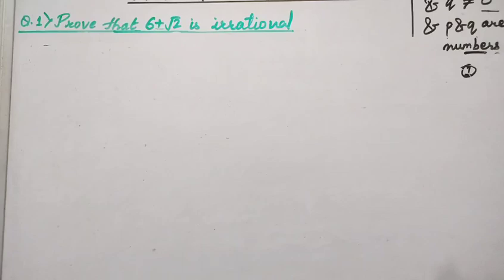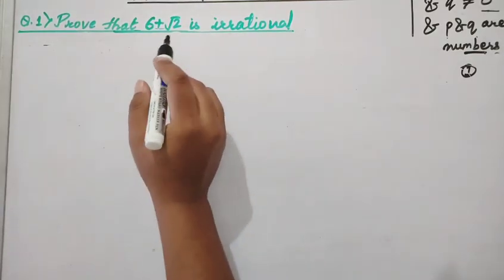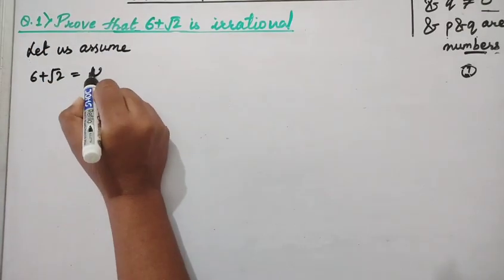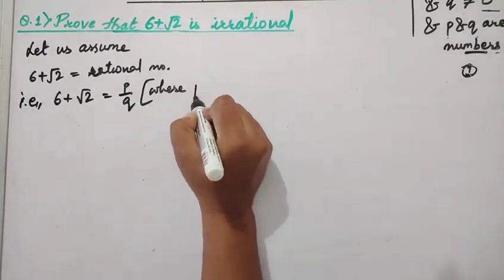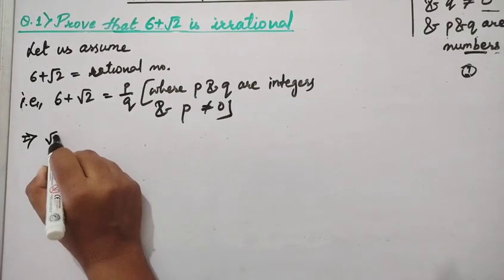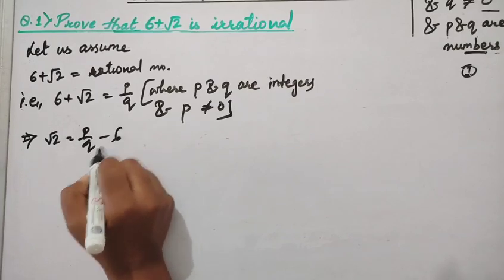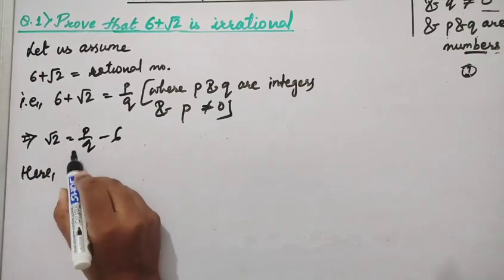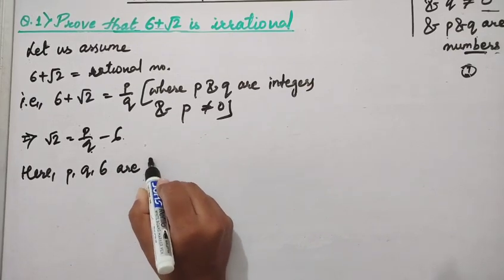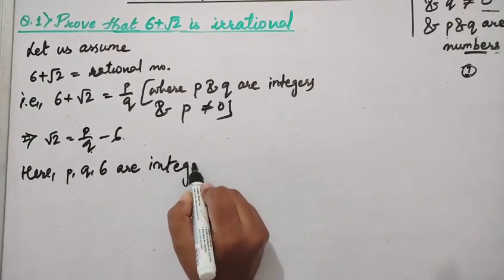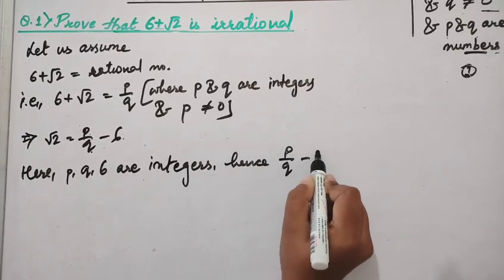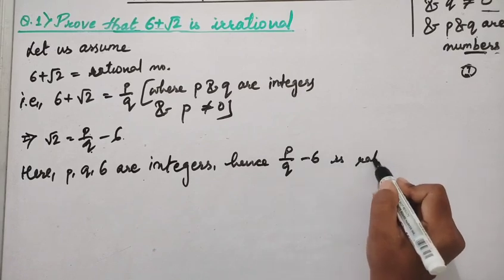Here we have to prove 6 plus root 2 is irrational. Let us assume 6 plus root 2 equals p by q. Next we can write root 2 equals p by q minus 6. Here p, q and 6 all are integers. Hence p by q minus 6 is rational.